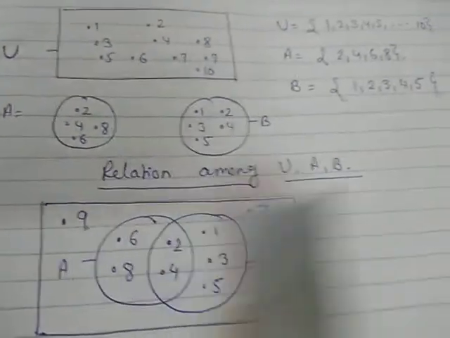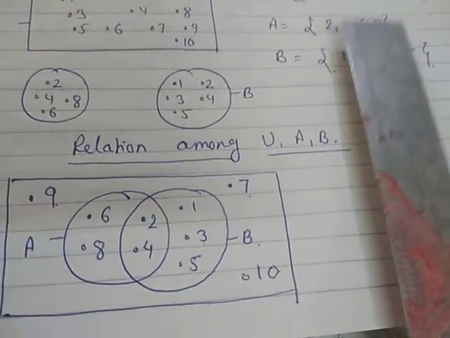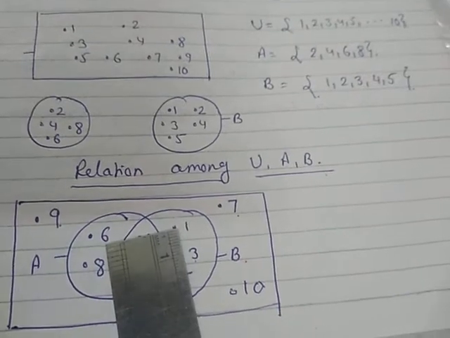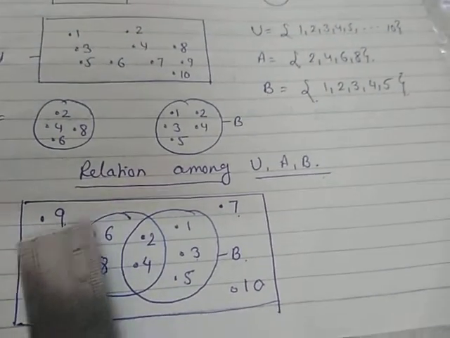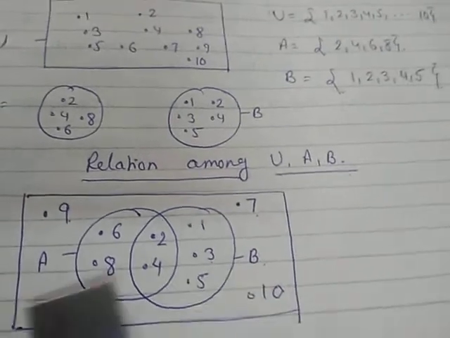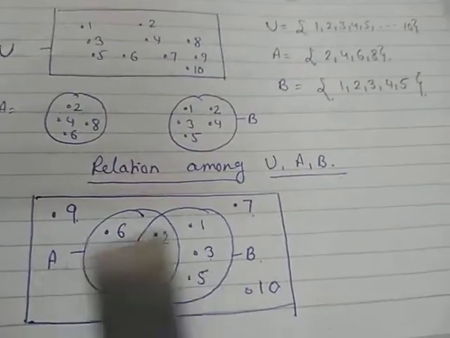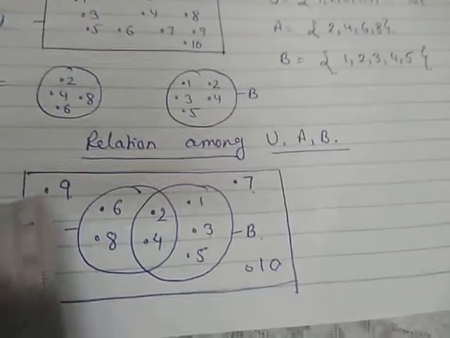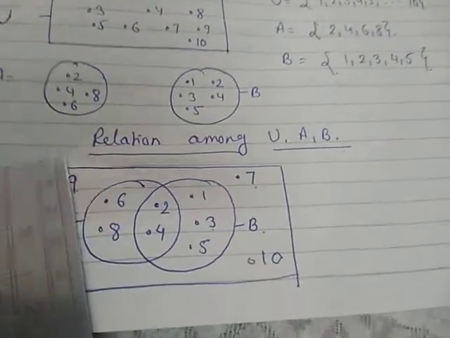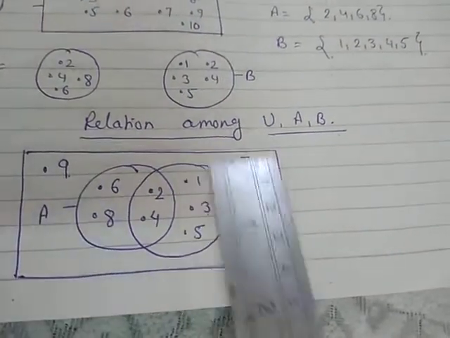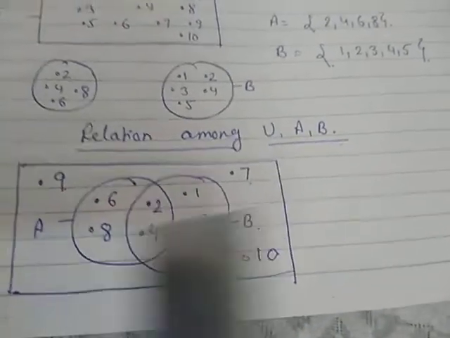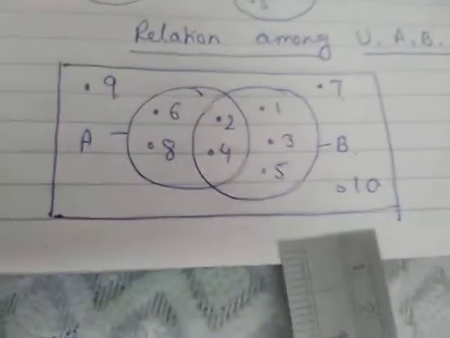Now, check the universal set. We have 1, 3, 5, 2, 4, 6, 8. Out of 1 to 10, these elements are already present here. What elements are left? Only 9, 7 and 10. That means these elements are not in A and not in B, so they will be outside the circles. Now they are placed in this space. Okay, now I have placed here 9, 7, 10. You can place 9 here and 10 here, it's your wish.